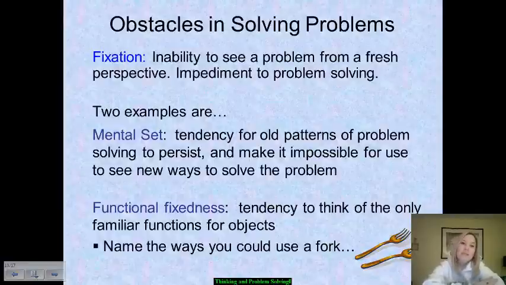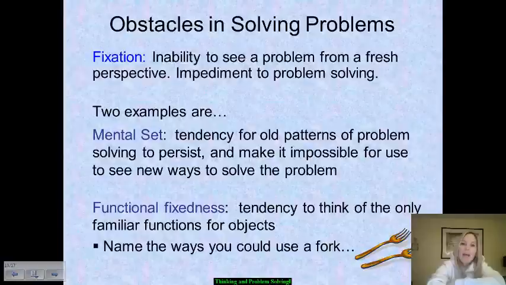The first is going to be an issue with something called fixation. This is our inability to see a problem from a different angle. This is an impediment to problem solving because we just keep going back to that exact same manner in which we want to solve the problem, and we're not taking a look at other options.